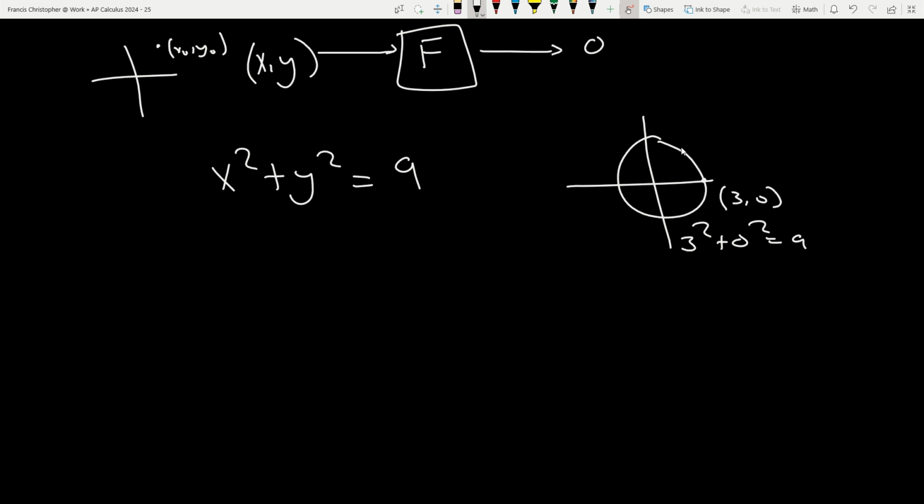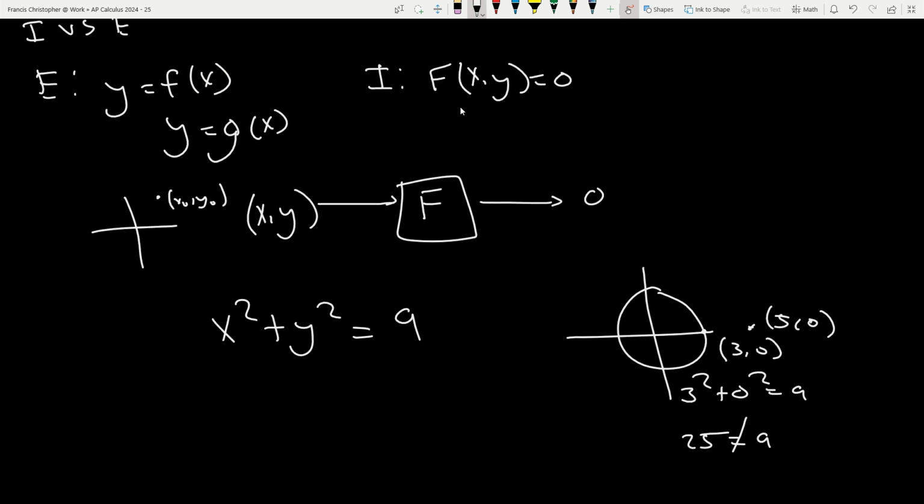And this is a circle because of the Pythagorean theorem. If you remember, sine squared plus cosine squared is 1, and in this case our radius is 3. But for example, the point (5, 0) isn't in our solution set because we get 25 equals 9, which obviously isn't true. And you might confuse this with our f of x, y, but this isn't really true because remember, it has to be equal to 0.